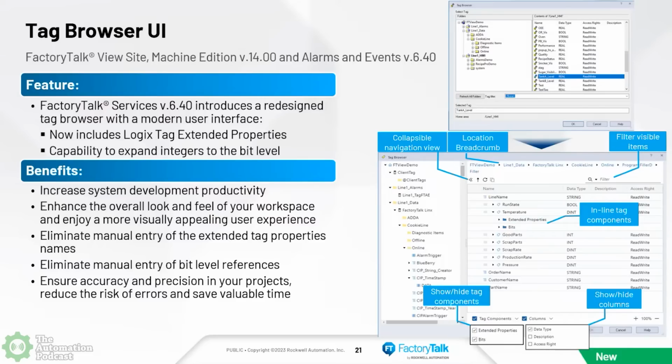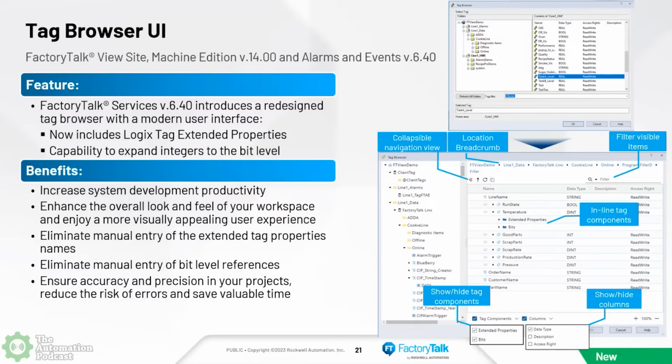Now, if you did this in the past with the old browser, you would be able to search for the tag. But after you selected the tag, you would have to manually add that syntax in to get to that information. You would have to say .Min, .Max, .Description, and maybe you're not very familiar with it. Then you would have to go to the help documentation and find out what the syntax is. In the new tag browser, it's easy. You just expand the extended tag properties, select it, double click, and you don't have to do any additional configuration.